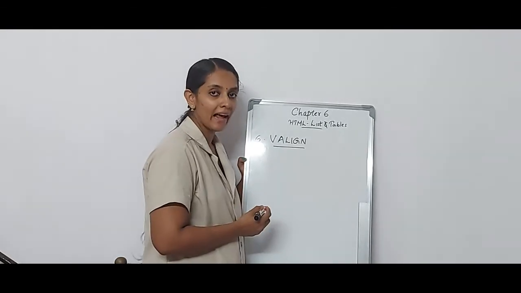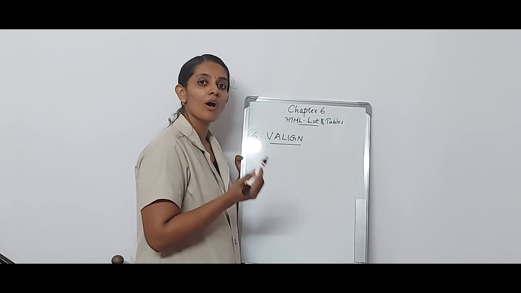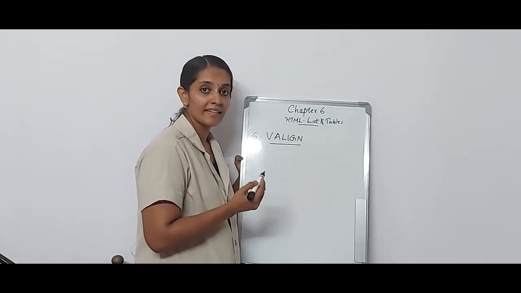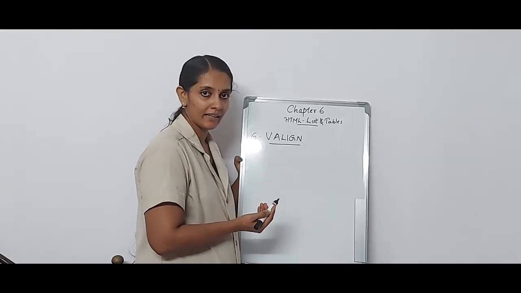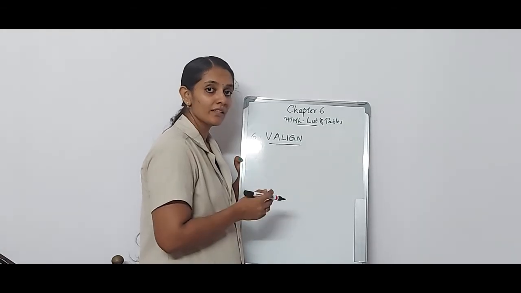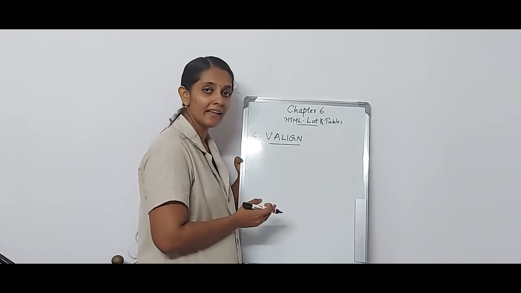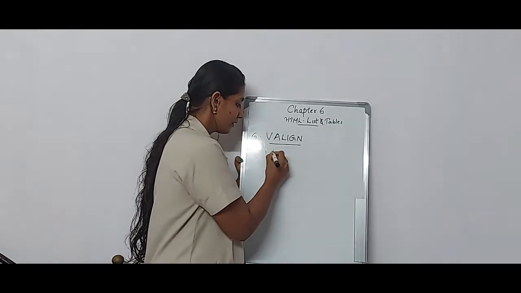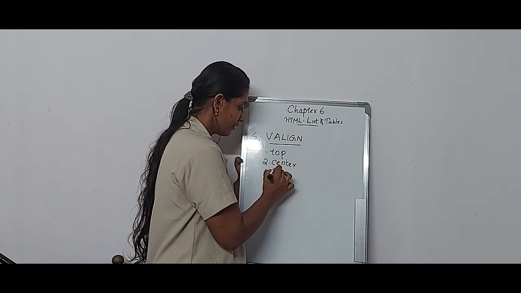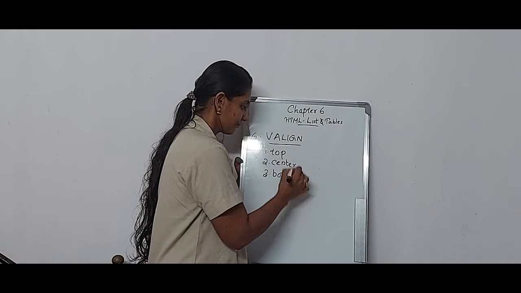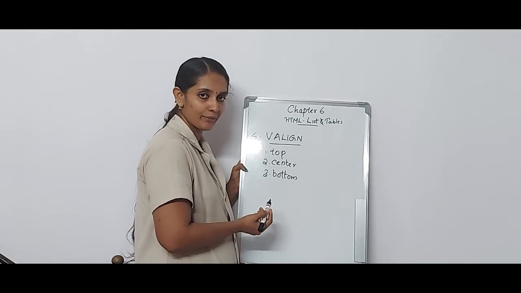Next is valign attribute. We have learned align attribute. Align is horizontal alignment of the data in the cell. But valign is used to align the text vertically. The valign attribute is used to align the position of the text in the cell vertically. It can take three values. First one, top. Second one, center. Third one, bottom. These are the three values that we can apply for valign attribute.